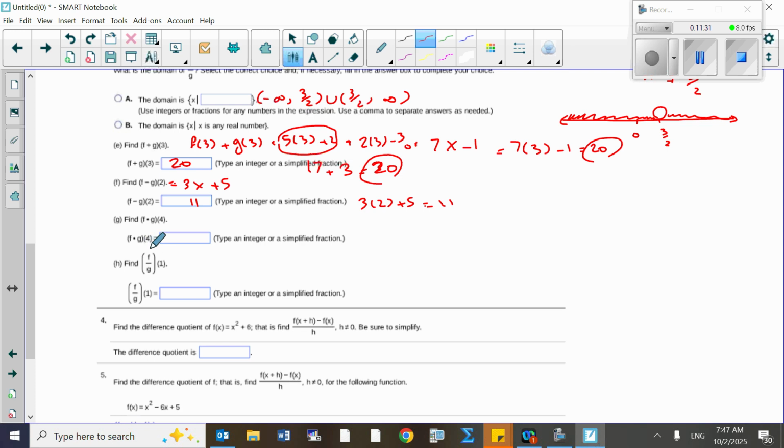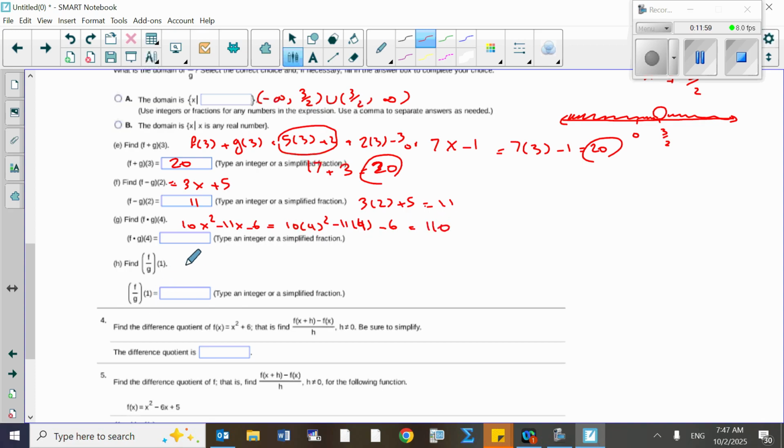For f times g, we found that the equation was 10x squared minus 11x minus 6. So we're going to plug in 4 for x. So this will be 10 times 4 squared minus 11 times 4 minus 6. And the answer will be 110.